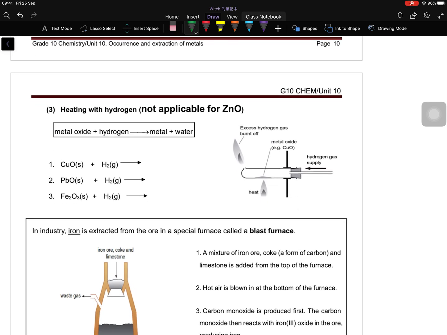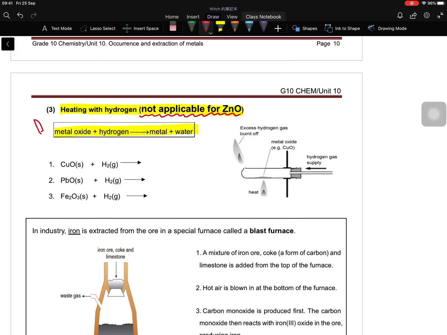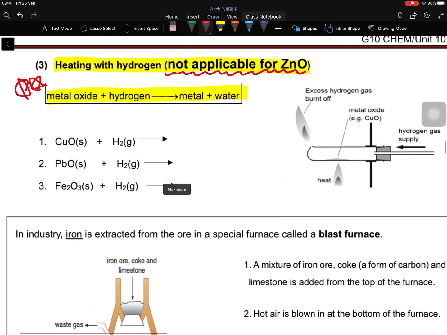Well, finally, we get the reaction between metal ore and hydrogen. Here it shows, but you need to be careful. This method is not suitable, you cannot use it to extract zinc from zinc oxide. I will tell you later why. Okay, so again, don't forget the equation.